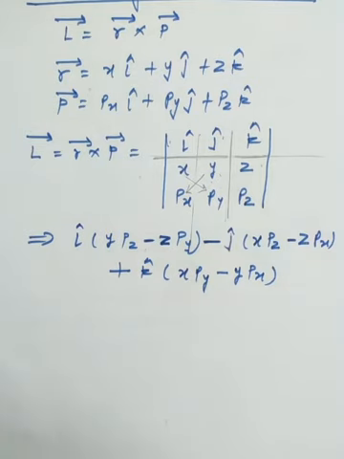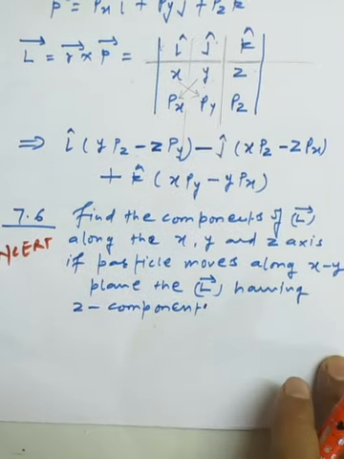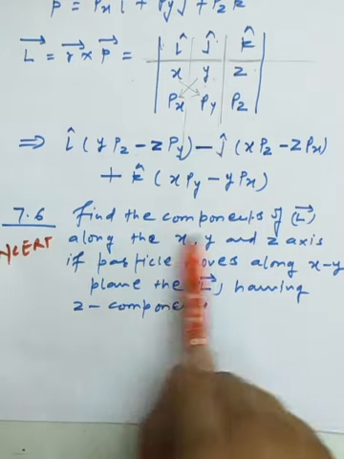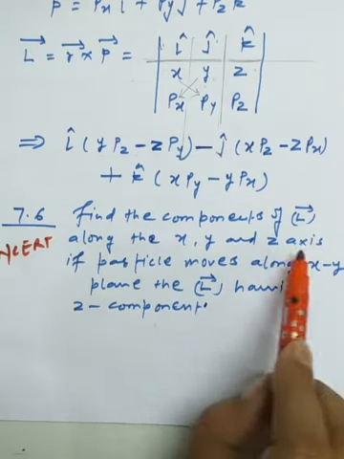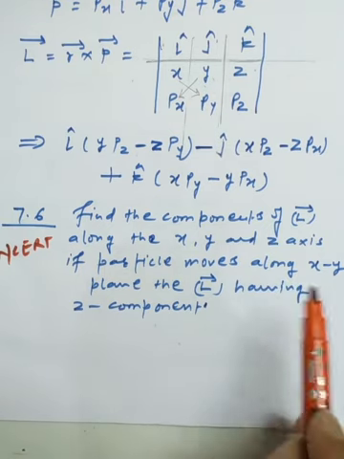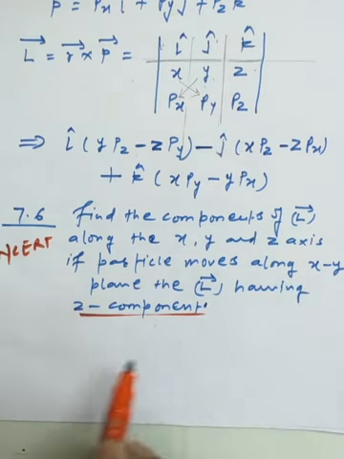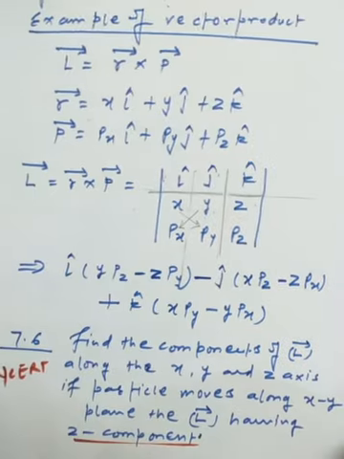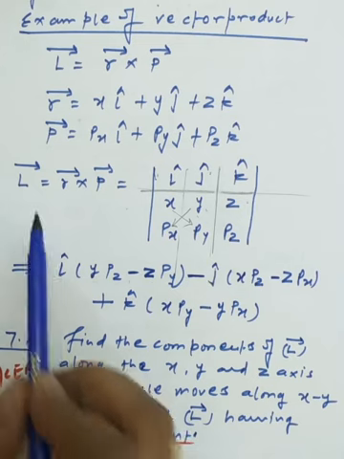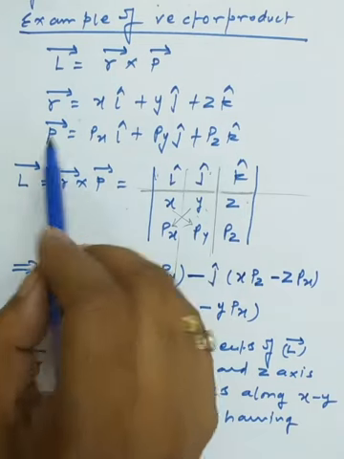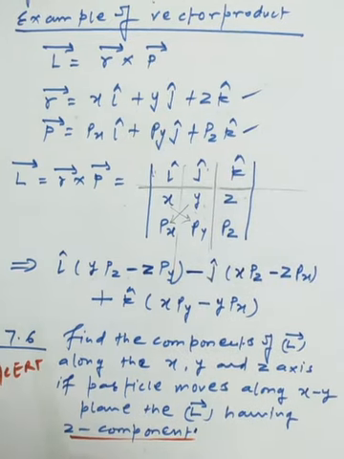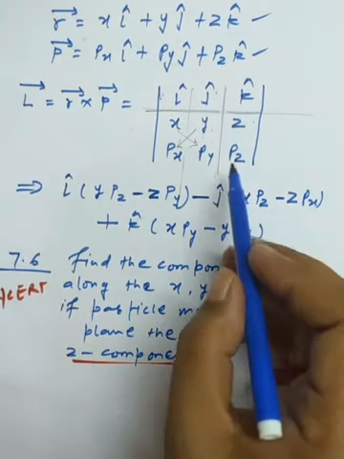These are the basic components of the angular momentum, and on behalf of that we can solve a numerical. Now dear students, we have the NCERT question number 7.6, and the statement of the question is: find the component of L along the XYZ axes if a particle moves along the XY plane, L having only the Z component. Already we have done this work. As we know, L is the vector product of R and P, so we have written the R and P components in terms of components, and we have gone with the solution by the determinant method.